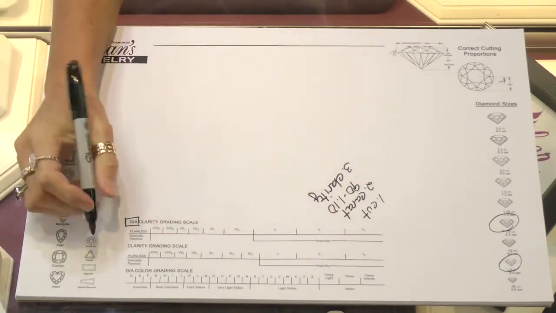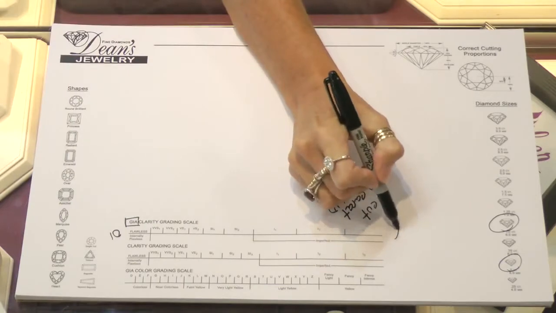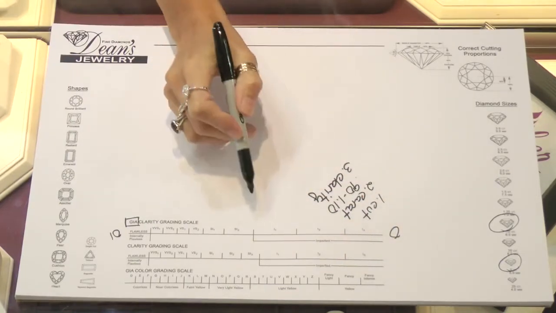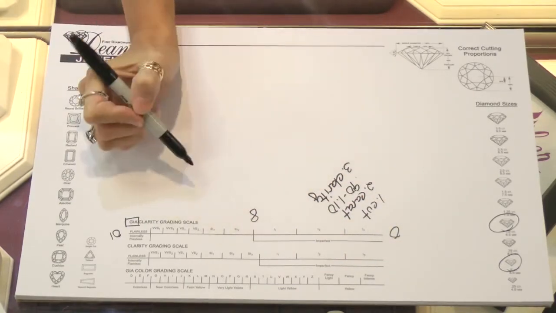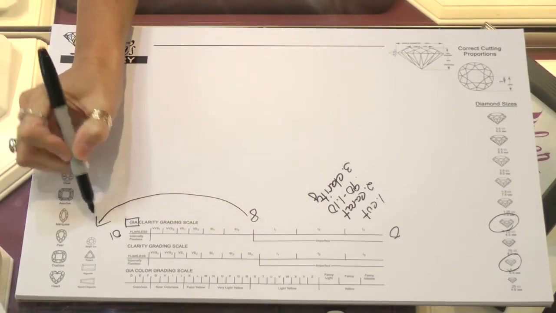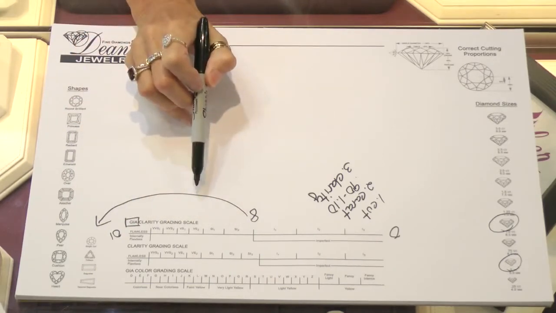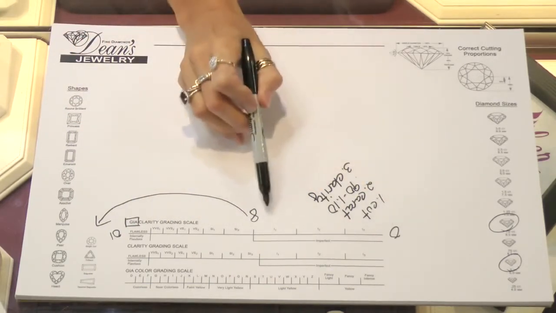If we put numbers to the scale, let's make the top a 10, the bottom a 0, the middle, that's actually an 8. The reason it's an 8 is because only the top 20% of all the diamonds in the world are graded SI2 and above. That leaves the other 80% down here. That's where we get that 8.